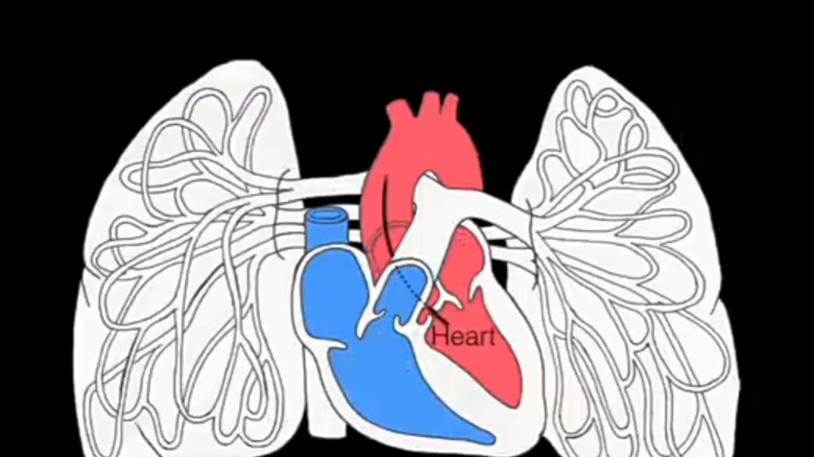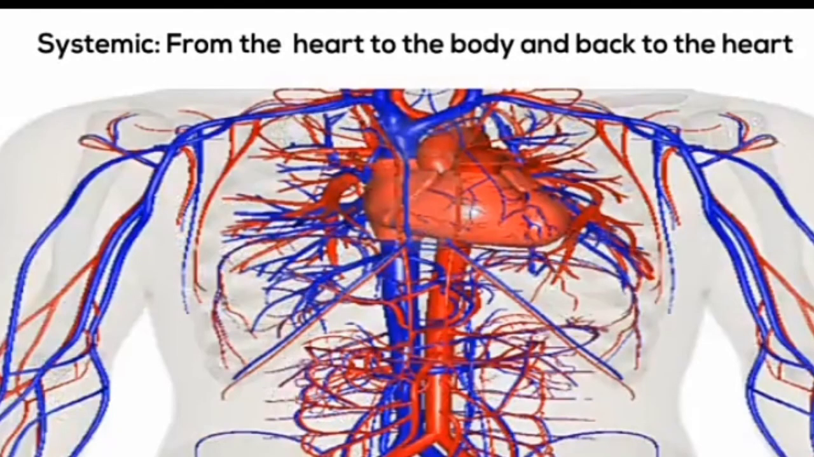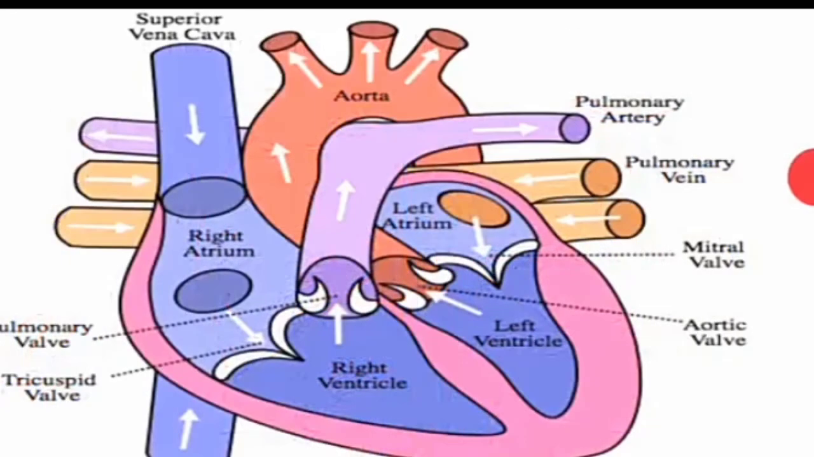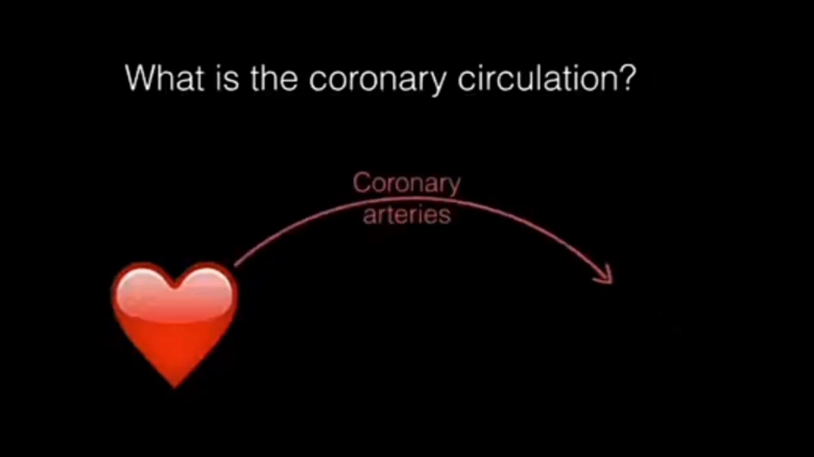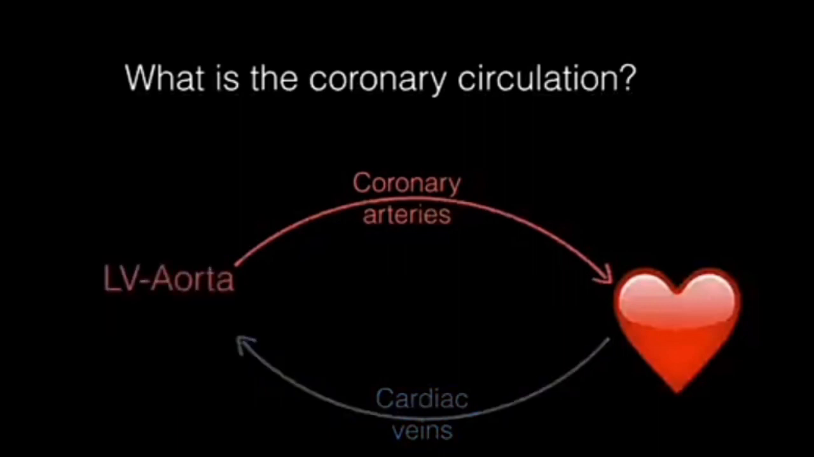Systemic circulation starts from the heart, and the blood circulates throughout the whole body and back to the heart. Systemic is from the heart to the body and back to the heart. So blood goes back to the heart from the lungs, going to the left atrium, to the left ventricle, going up to the aorta. So what is coronary circulation? It means from the heart going to the heart, passing through the coronary artery and the cardiac vein. The heart must have a blood supply of its own.